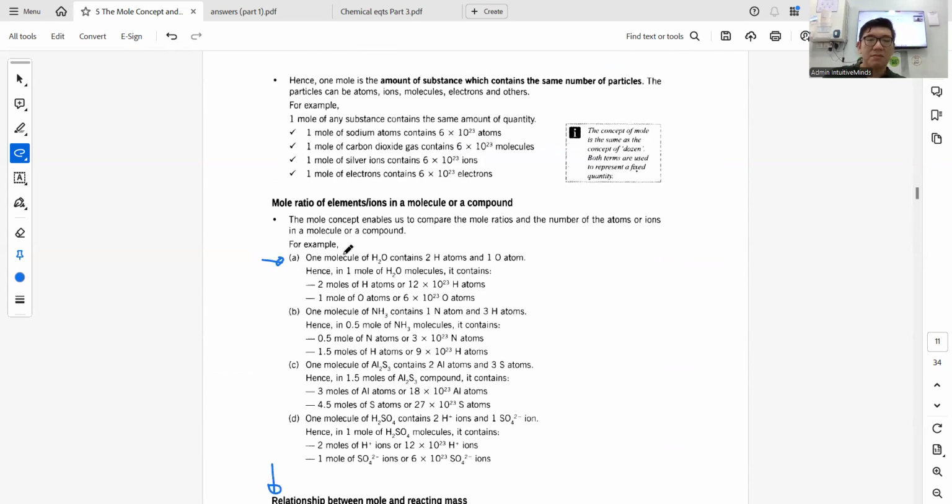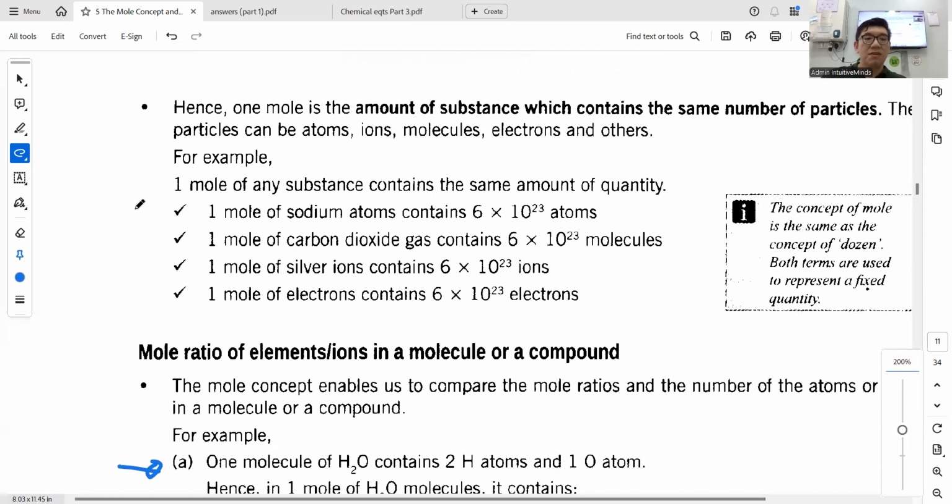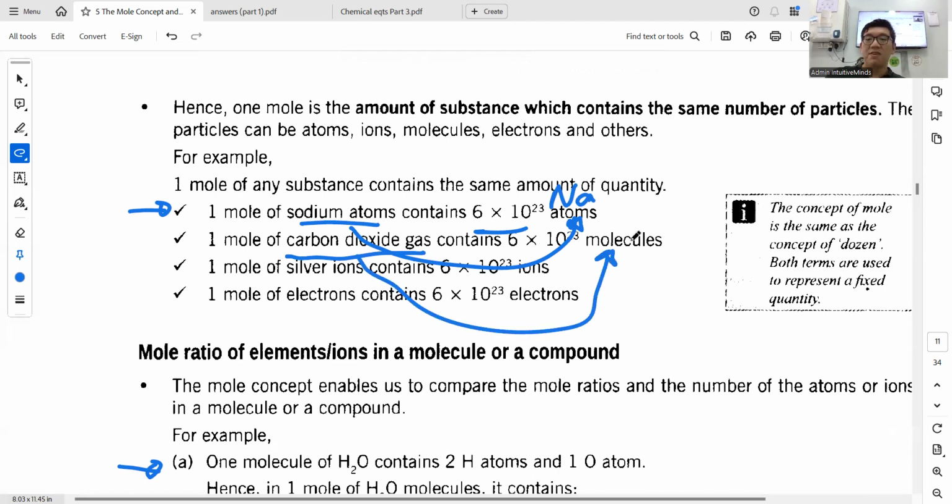One mole. No, it wouldn't be this. Can you zoom in a bit? Thank you. 1 mole of sodium atoms will contain 6 times 10 to the power 23 sodium atoms. So the name here must correspond to the name here. 1 mole of carbon dioxide will contain 6 times 10 to the power 23 carbon dioxide molecules.